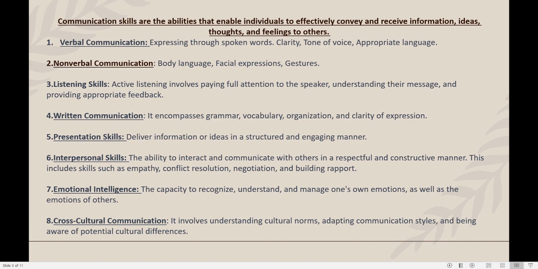Now comes cross cultural communication. Now, what is this cross cultural communication? So many times it happens that, for example, if you're at your workplace, if you're in your office, maybe some of your colleagues are not from the same culture.